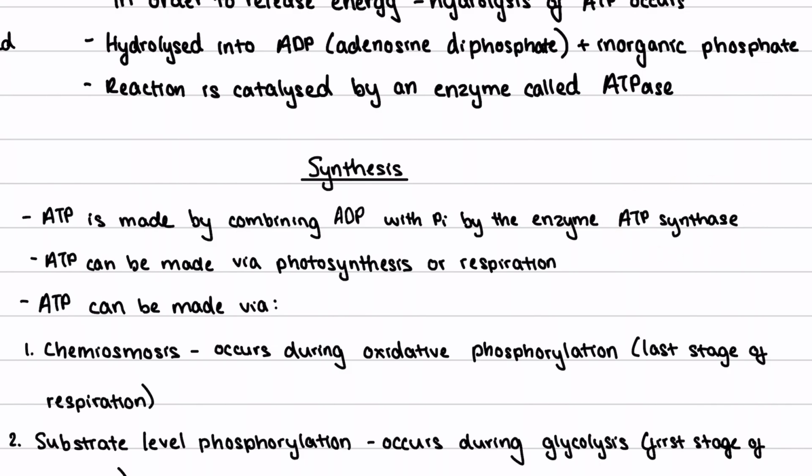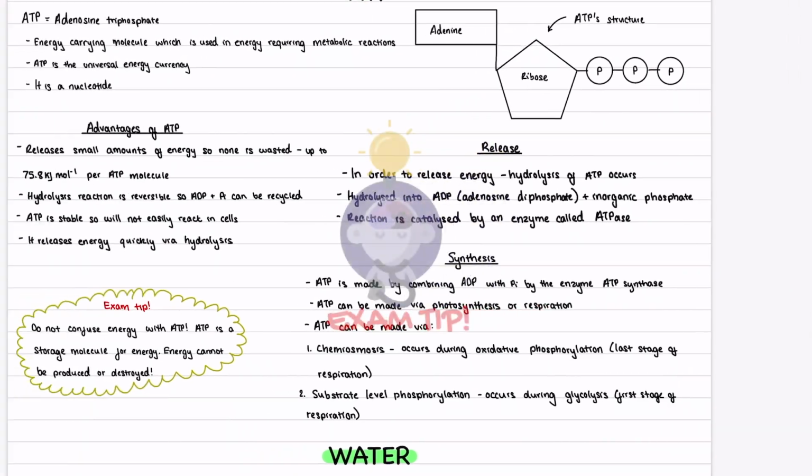ATP can be made via photosynthesis or respiration, and it can be made in 2 ways. Chemiosmosis, which occurs during oxidative phosphorylation, which is the last stage of respiration. The hydrogen ions flow through ATP synthase, causing the combination of ADP with phosphate. The other option is substrate-level phosphorylation, which occurs during glycolysis, which is the first stage of respiration. This is where you can use a substrate to phosphorylate the ADP.